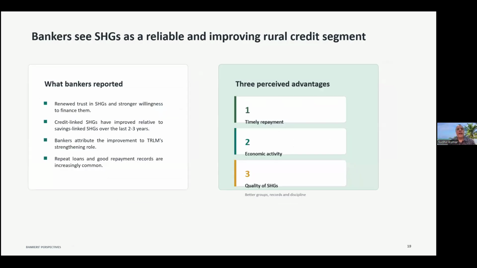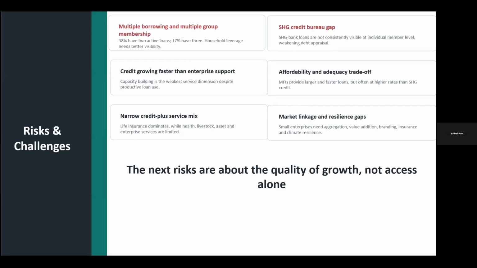Go ahead. This was the banker perception, which was largely around SHGs, which is largely positive. Timely repayment and the quality of SHGs they have mentioned is fine. Economic activity.